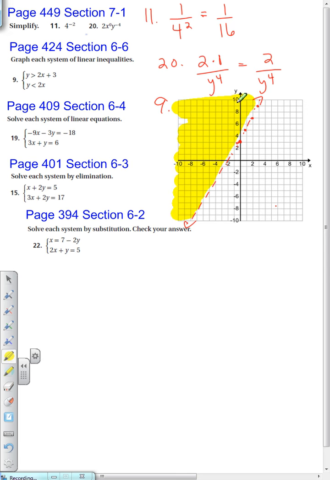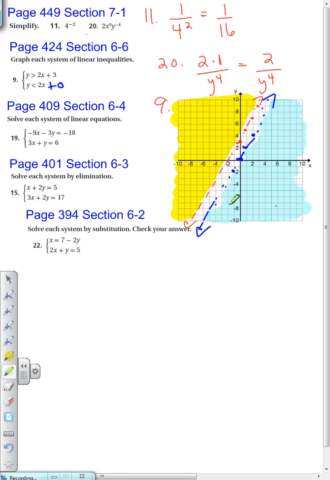That only worked, that I could know I'm shading above without doing a test point, because it was in y equals mx plus b form. Then my other line is y is less than 2x. I can put a plus 0 on the end here, so I know my y-intercept is 0. And then I have to count up 2 over 1. And once again, this is just a less than sign, so it's dotted again. And since it's less than, this time I shade under the line.